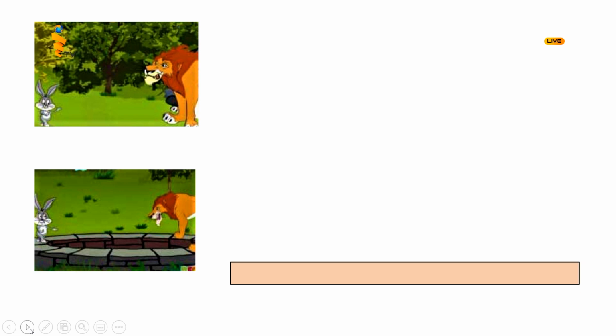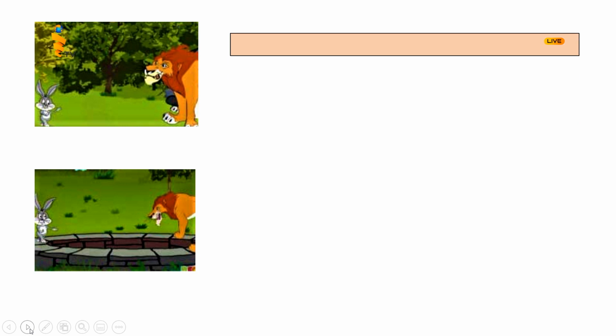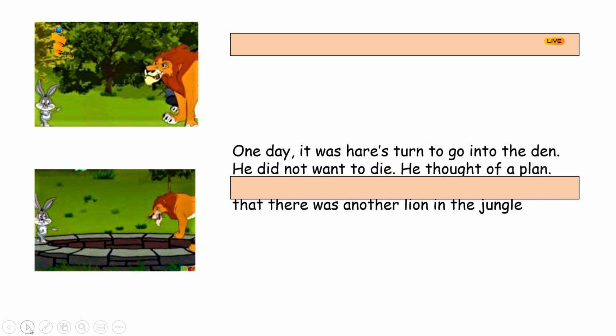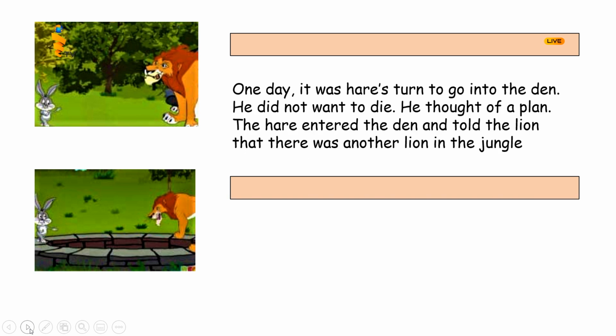And look at the next picture. What are the characters here? Yes, the lion and a hare. The hare is telling something to the lion. So, can you fill up this slot with words and phrases? I hope you will write some words and phrases here. So, this is how I built up the next sentences.